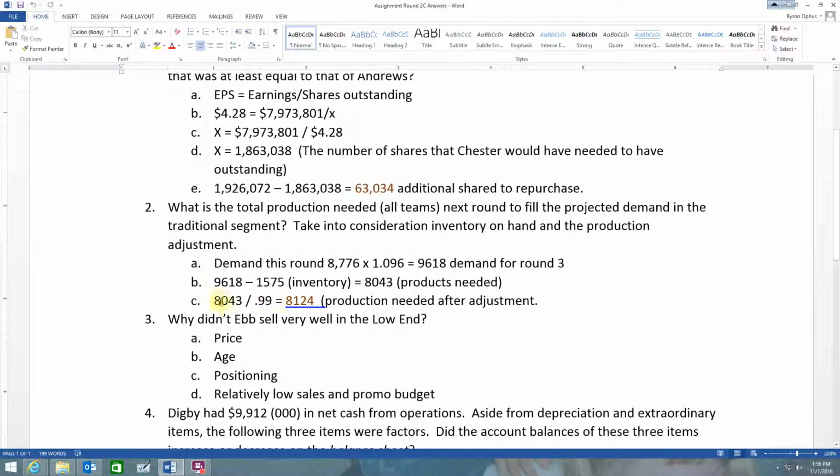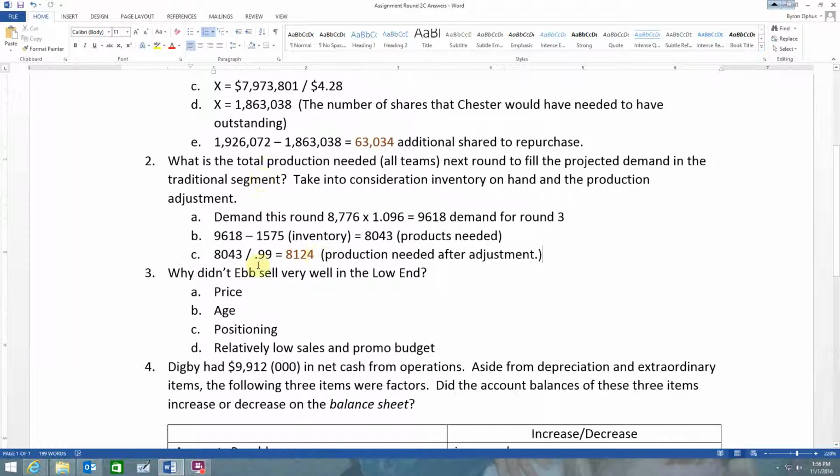How do I calculate that then with the 1%? I divide it by 0.99. So I take my 8,043 and divide that by 0.99. It should give me a number that's a little bit bigger, okay? And it does. It gives me 8,124, and that's the production that I need after adjustment. So a little bit more than what's there because of the 1%.